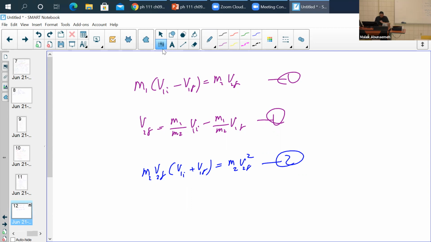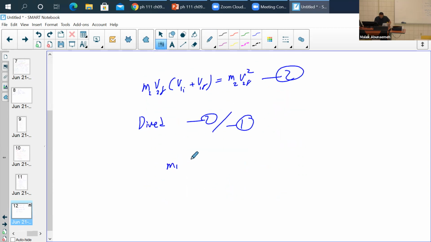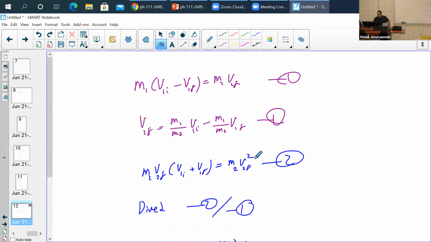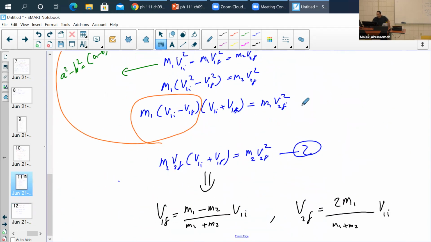Now, divide equation 2 by equation 1. So basically, you get M1 times V1 initial minus V1 final multiplied by, actually, I copied the wrong one. So we need to copy this one.